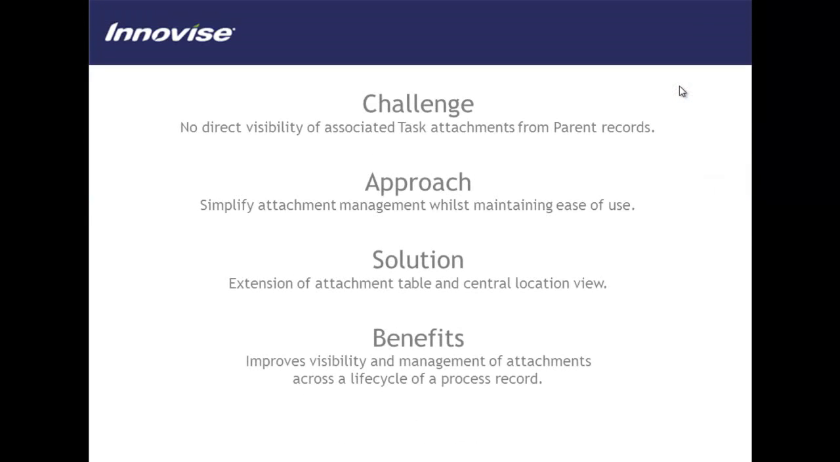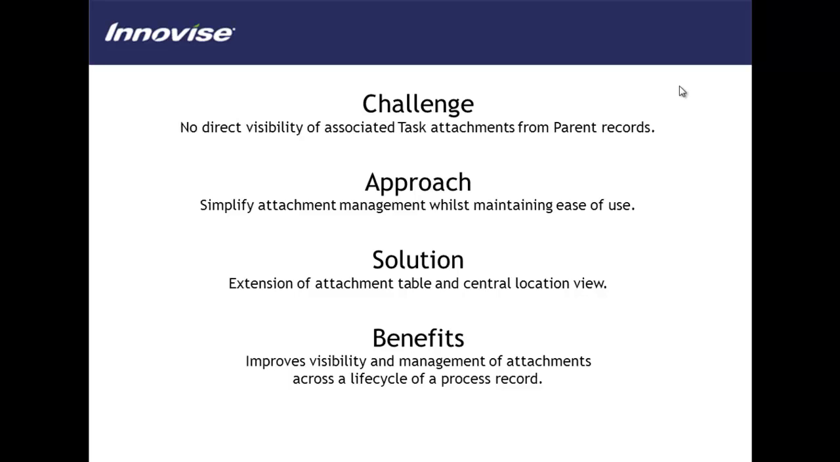So in today's session, what we're actually going to look at is the challenge of not being able to directly, visibly see any associated task attachments from the parent records. Typically, you would have to go into the parent record and go into the child tasks associated to that parent record to view whether there have been attachments or files attached to the tasks themselves. There's no direct visibility from the parent record to see which tasks have file attachments on them.